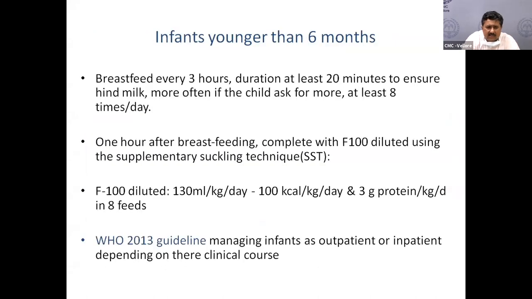For infants less than 6 months, breastfeeding is usually provided, given every 3 hours. The mother is taught and encouraged to breastfeed every three hours, for a duration of at least 20 minutes to ensure high milk supply, and more often if the child asks for more, at least 8 times a day. WHO guidelines on managing infants as outpatient or inpatient depend on the clinical course.